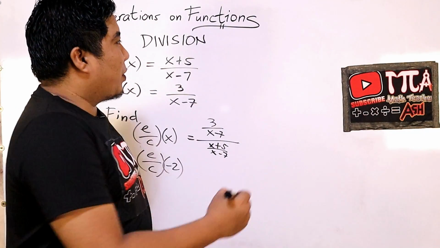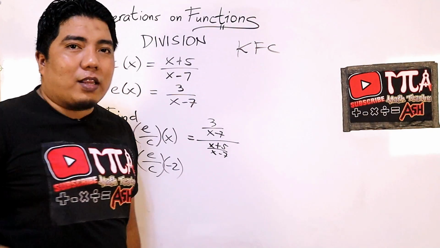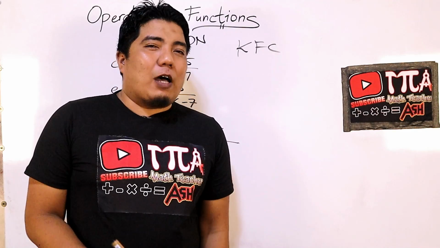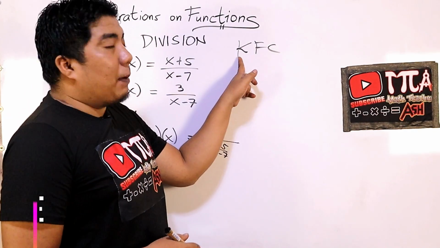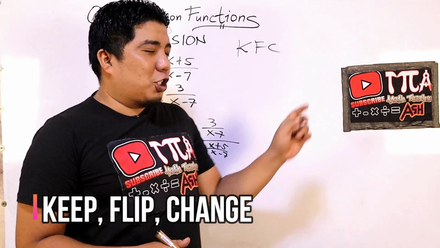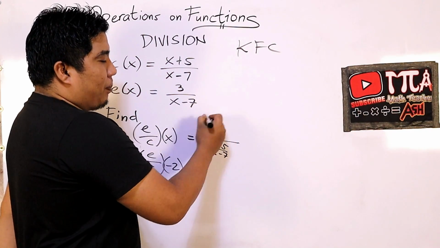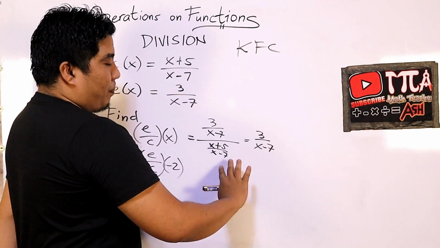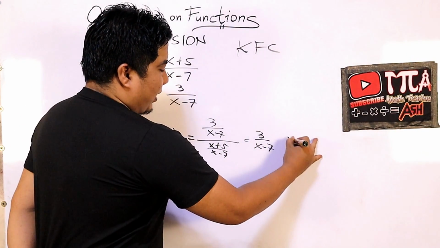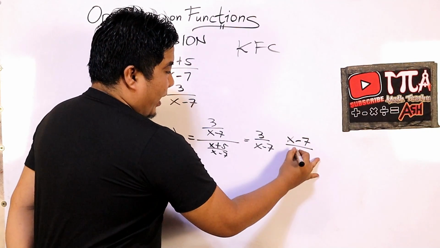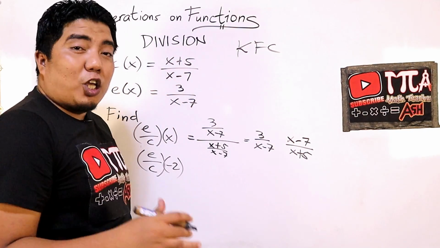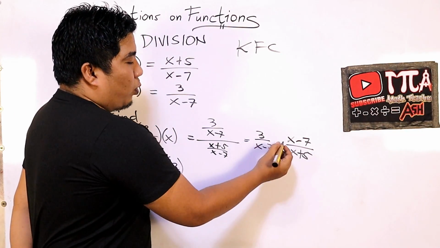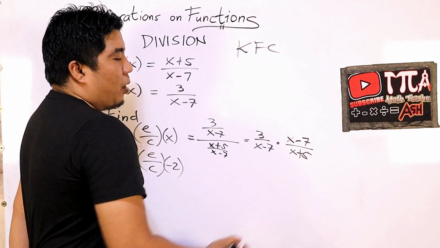Okay, so my dear math learners, you can apply the KFC. What do you mean by KFC? I already have a video of this one on my channel, so you can check that out. Okay, KFC stands for keep, flip, and change. So what we can do here is we keep the first, so that is 3 over x minus 7. Then flip, so we will flip the second. So that gives us x minus 7 over x plus 5. Then change. So what does change mean? Since this is a divide, that will be changed into its opposite, and that is multiplication.